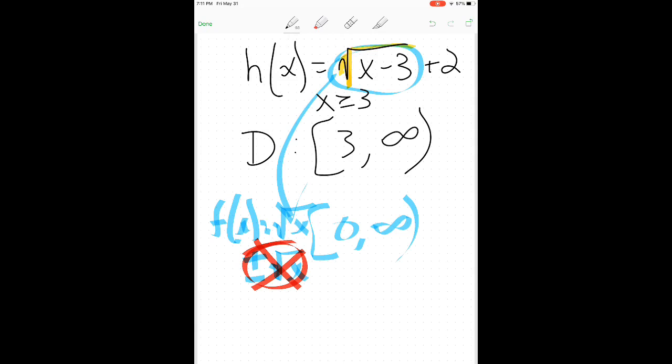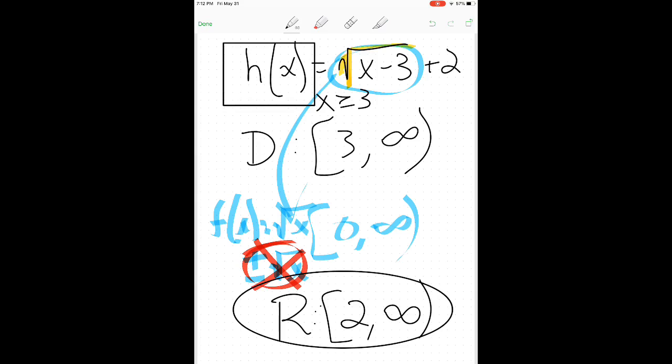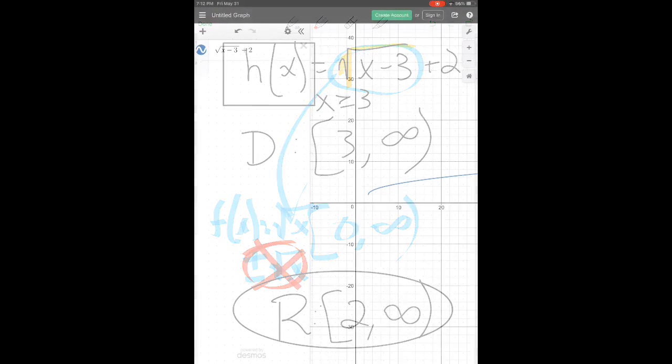So if coming out of this square root is just 0 to infinity, and then I'm adding 2, well, 0 plus 2 gives me 2. Infinity plus 2 is just infinity. So this here is my range. And what we'll take a look at next is just the graph of this exact function. Let's take a look at the graph of h of x so we can see what range looks like on a coordinate plane.